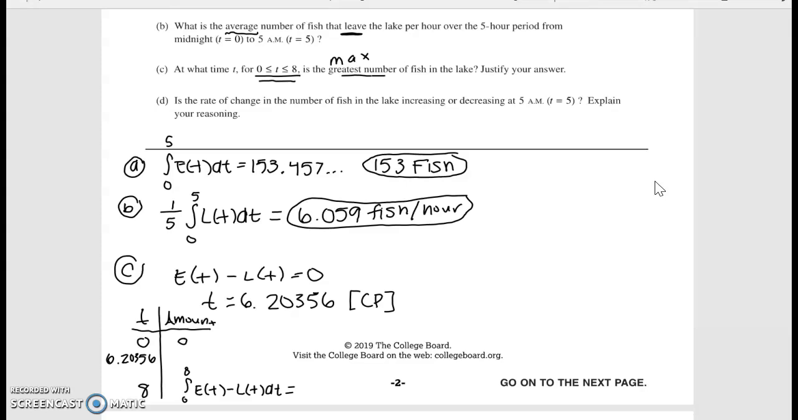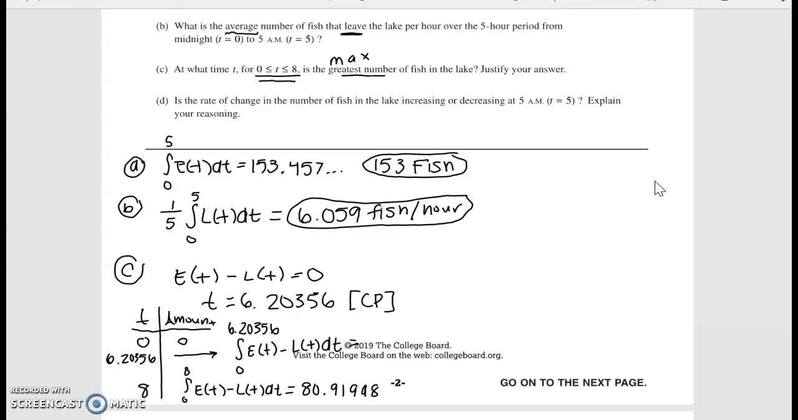When we do that, we are going to get 80.91998 fish. The same for this time right here. We're going to set up an integral from 0 to this decimal, 6.20356. Enter, minus leave.